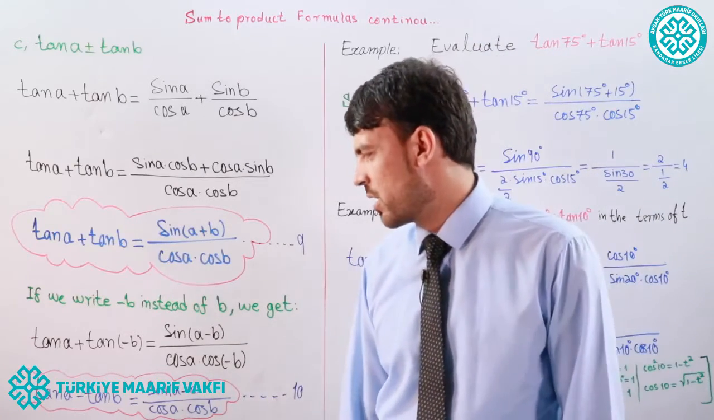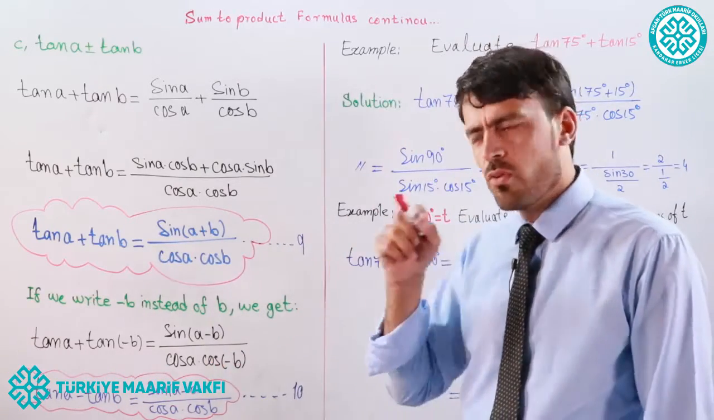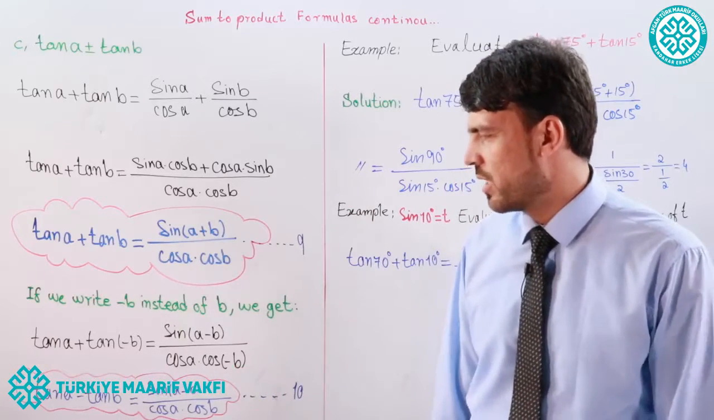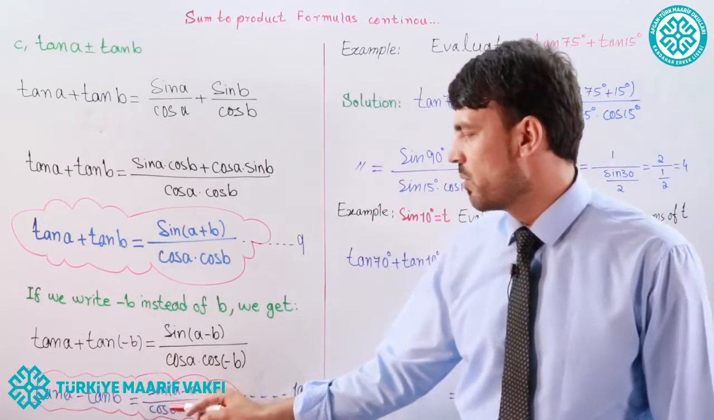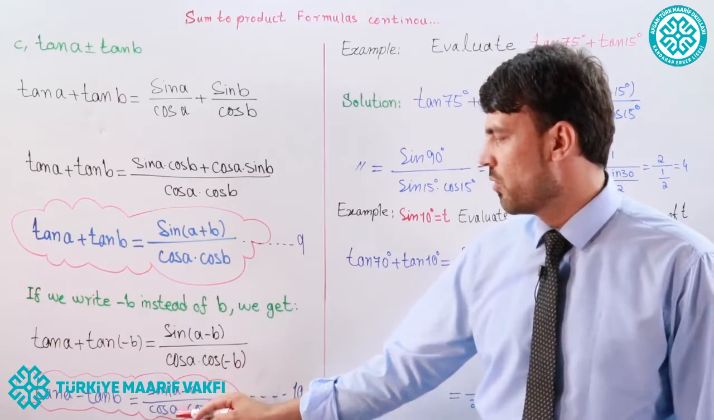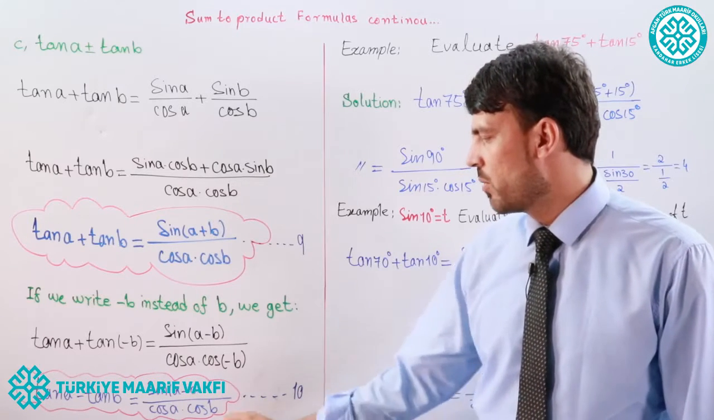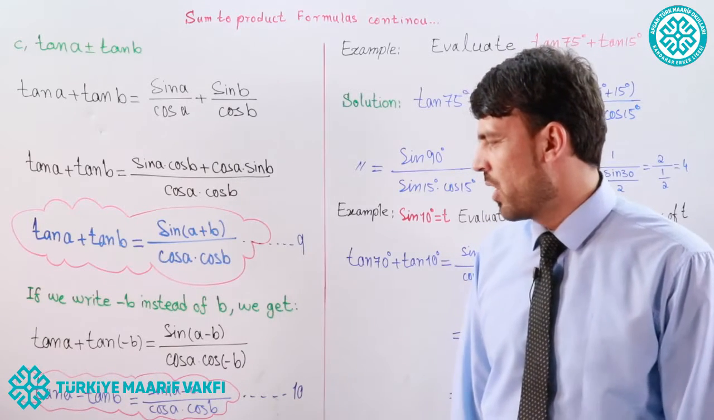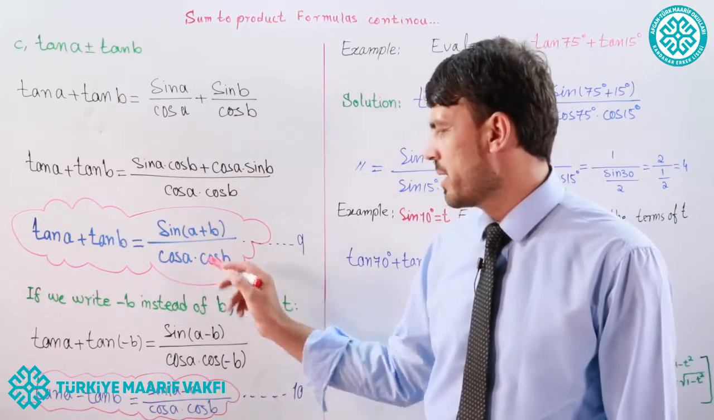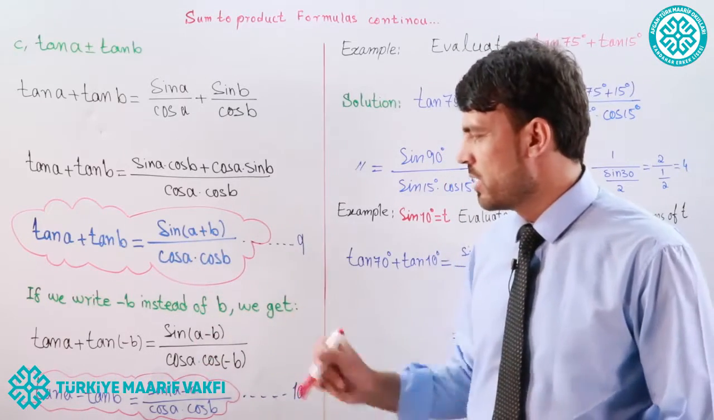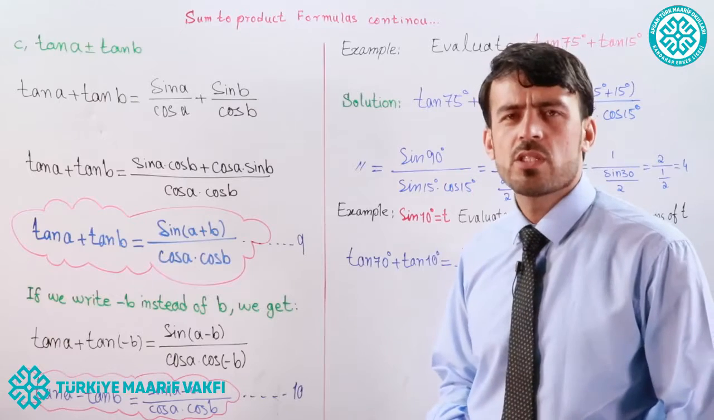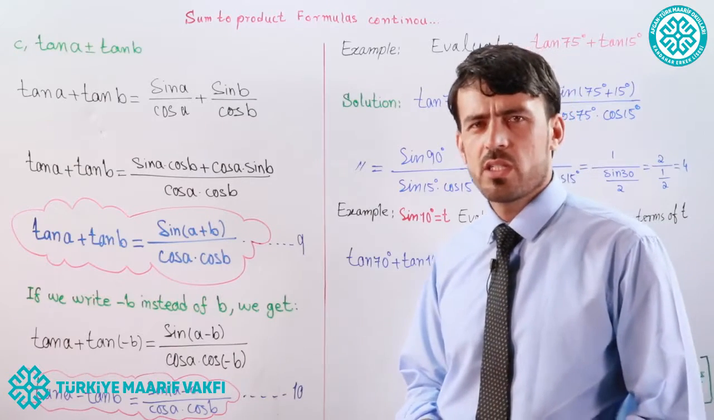So the formula for difference to product for the tangent function is tangent A minus tangent B equals sine A minus B over cosine A multiplied by cosine B. Only a single minus sign is the difference between these two formulas. So these were the formulas for sum to product for the tangent function.